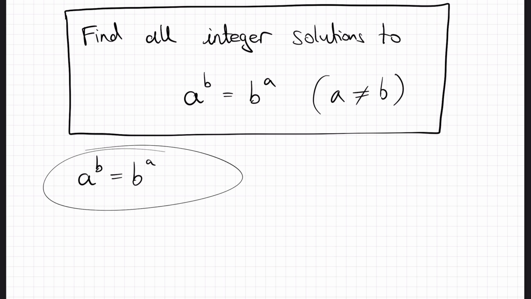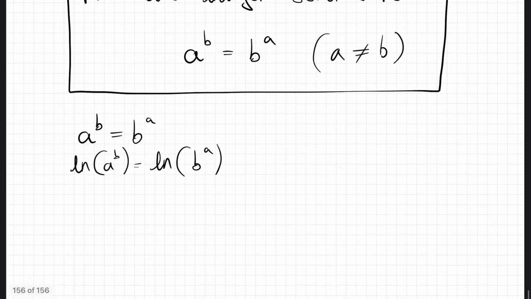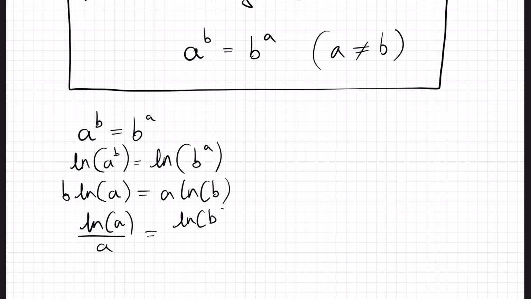And first thing, since we see exponents, we're going to try and take logs. So I'm just going to use ln, and let's take ln of both sides. Then using our log laws, we can take the powers down into the multiplications, just like this. And then we can simply rearrange to get ln a over a equals ln b over b. Ln is natural log. Okay, so we've rearranged the equation from this form into this form.